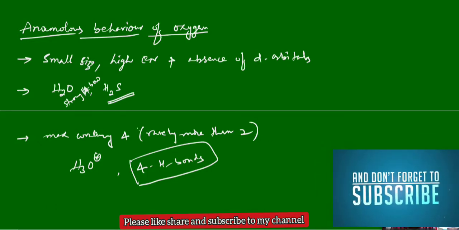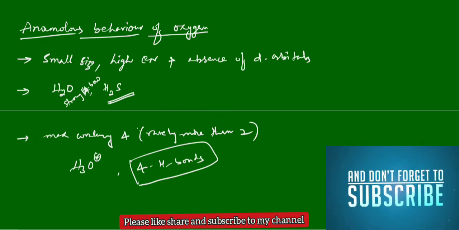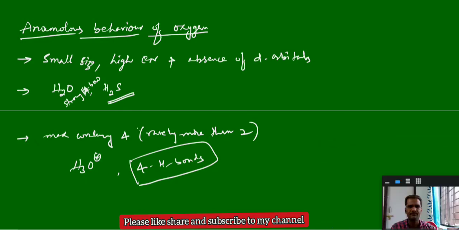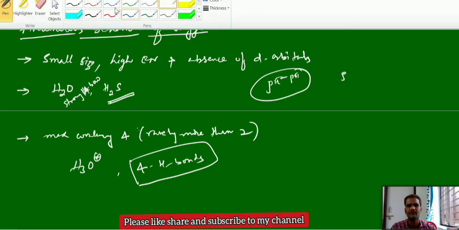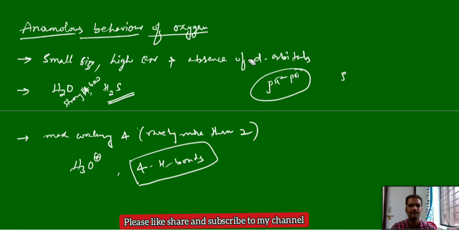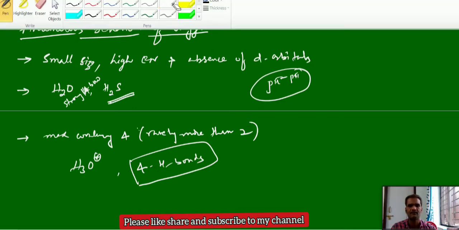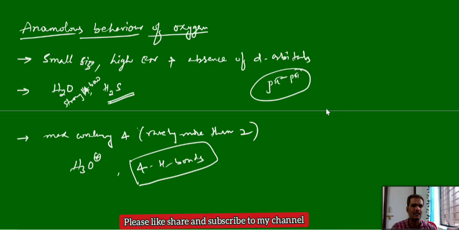In this way, oxygen shows some anomalous behavior compared to the group elements, and also it can form only p-pi bonds. It cannot form p-pi d-pi bonds. Only p-pi, with itself.